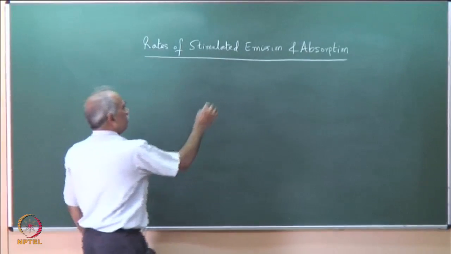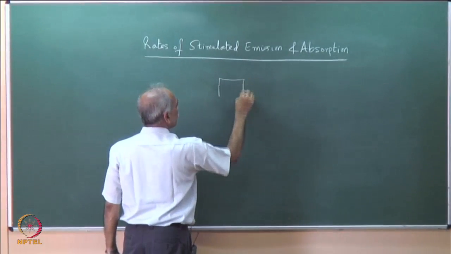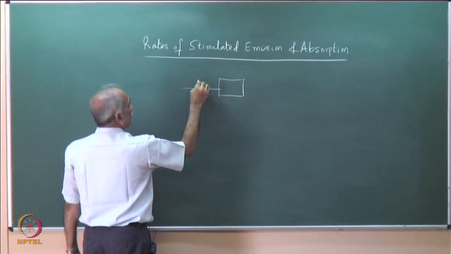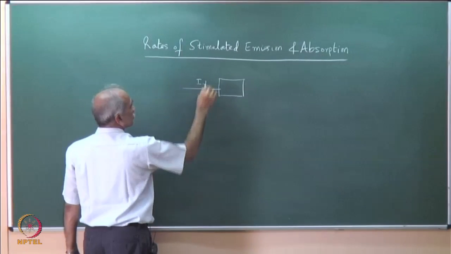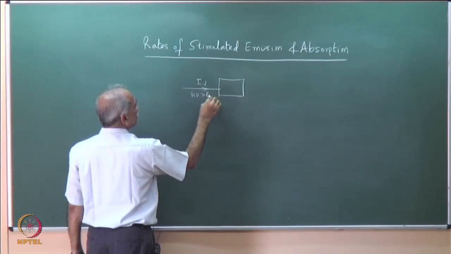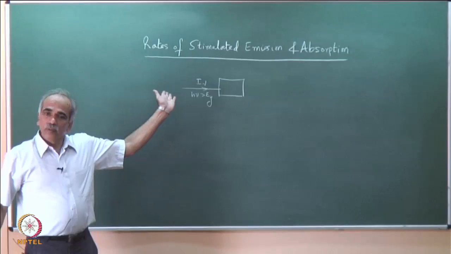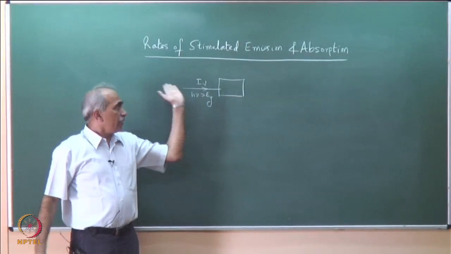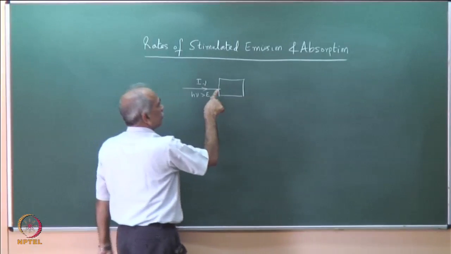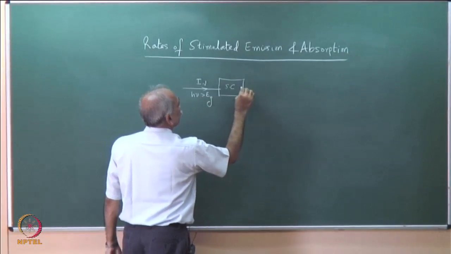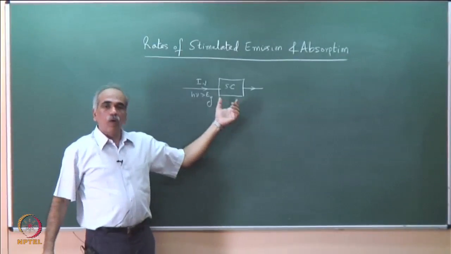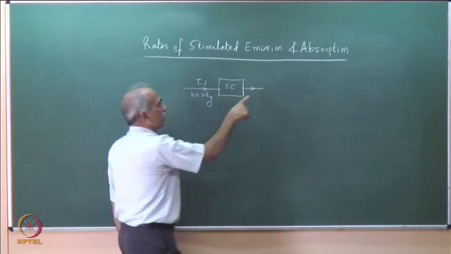Our objective would be, given a piece of semiconductor, a beam of irradiance I nu, of frequency nu, of energy h nu greater than E g, a light beam of irradiance I nu entering this semiconductor here. What is the effect of the material property on the beam? That is the output here.